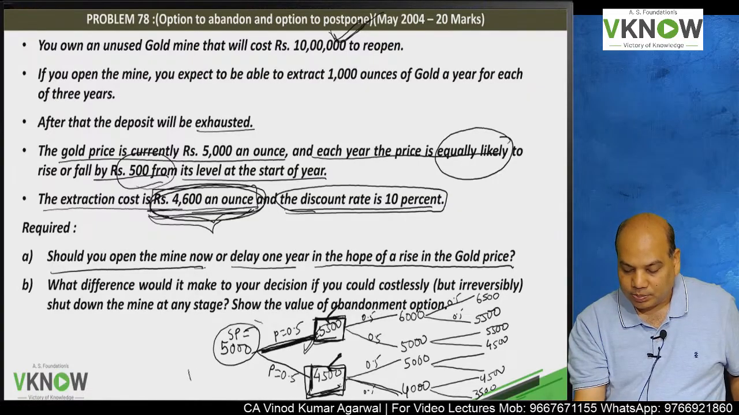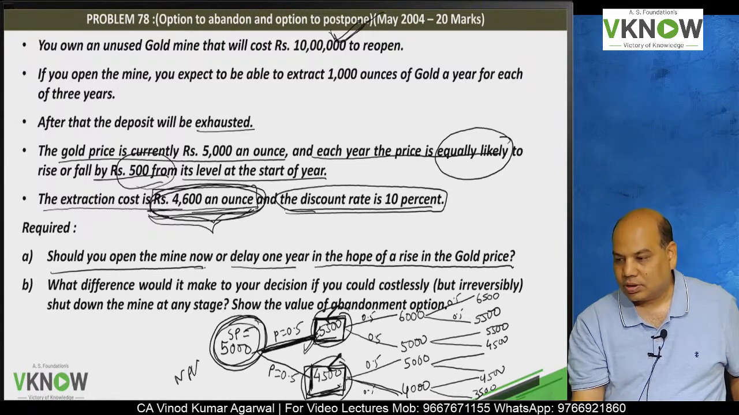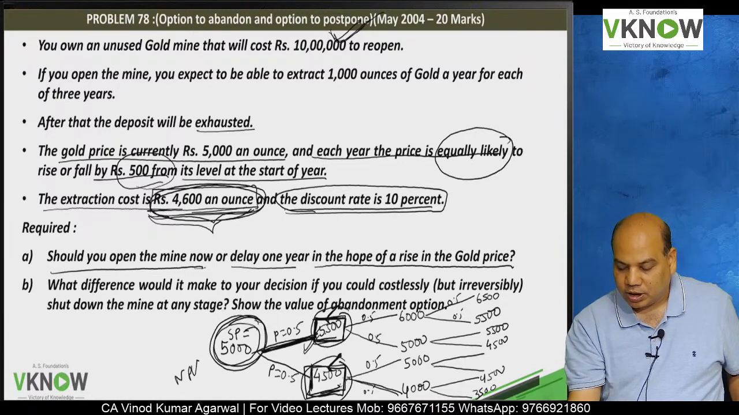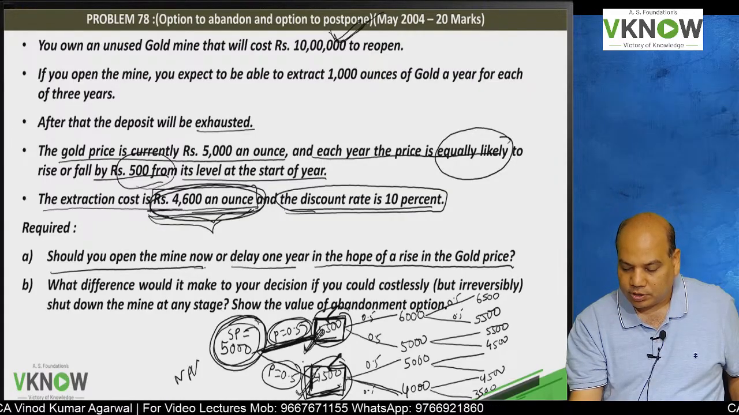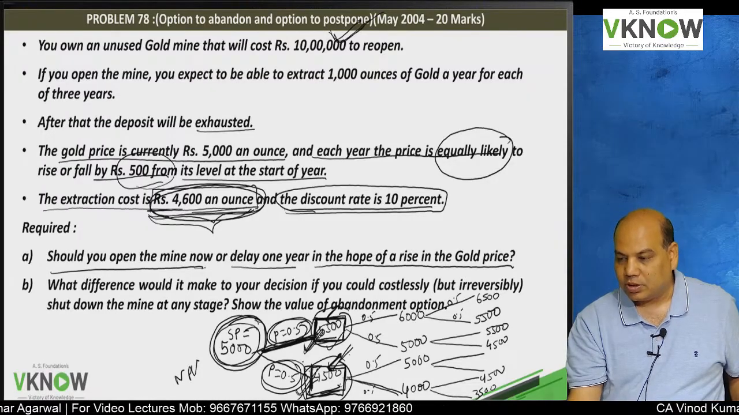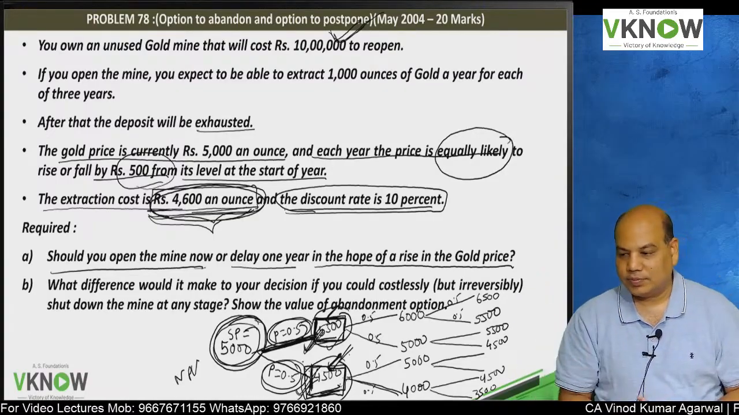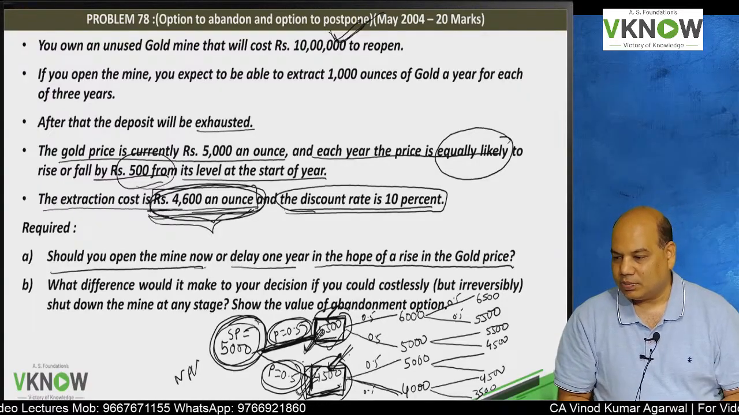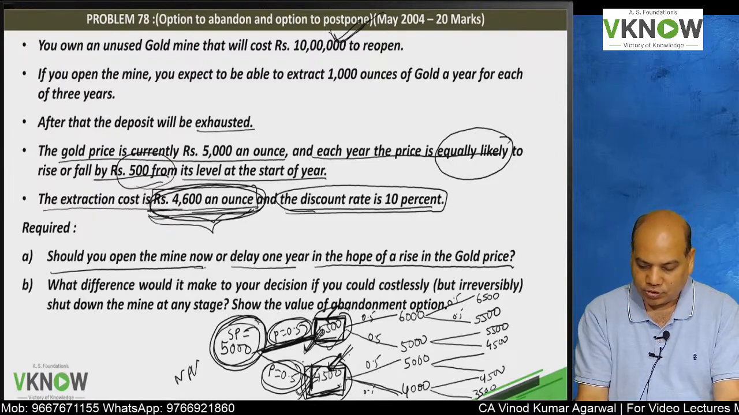I will compute NPV if I open the mine at this stage or if I open the mine at this stage. If I open the mine after 1 year, I have to apply probability also, because probability of 5500 is 0.5, probability of 4500 is 0.5. Two NPVs I will get, and the expected NPV will be multiplied by 0.5. Whichever gives me higher NPV, that option we will exercise. Okay, up to this you have understood.